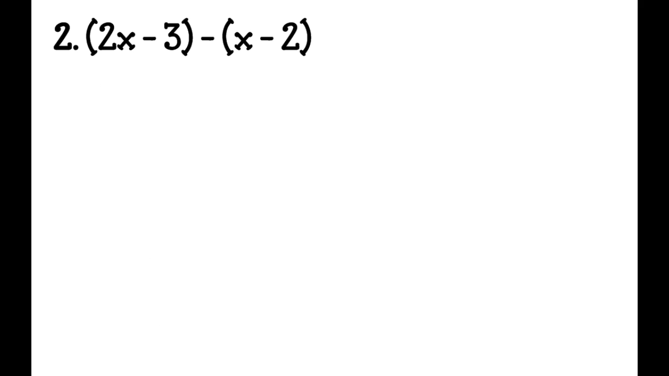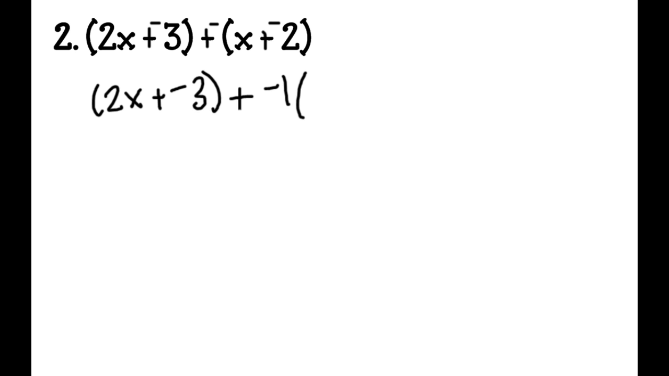Number 2, I have 2x minus 3 minus x minus 2. So you guessed it, the first thing I'm going to do is add the opposite. So I'm going to go through. I always like to rewrite it with a negative 1 out front just to remind myself that that's there. So I do 2x plus negative 3. Again, this wouldn't be completely necessary. However, most of you will forget that there's a negative sign there if you don't rewrite it with a negative 1. So something to think about.